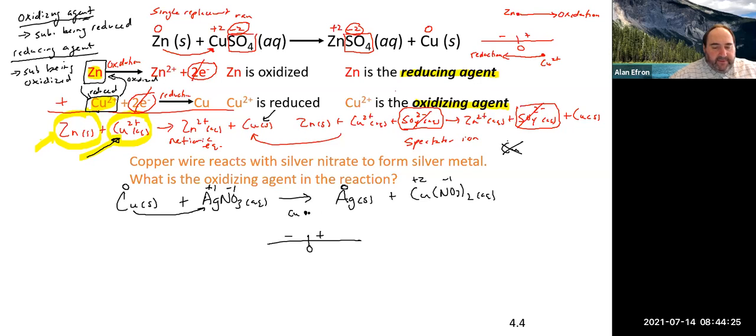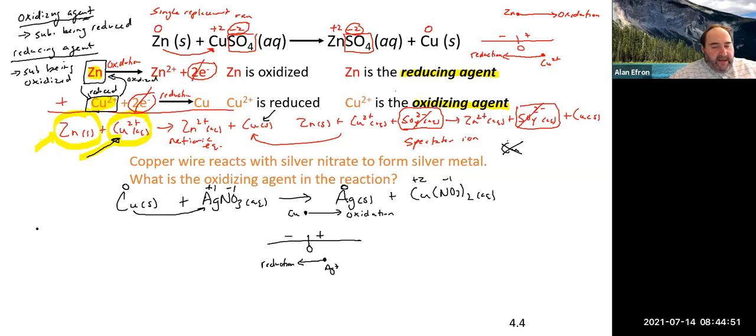And it is ending at +2, which means it is going in this direction, becoming more positive, and is going through oxidation. If we look at the silver, silver started at +1, which would be like here. And it is ending at 0, which means it is going in this direction, which means it is going through reduction, which means we can write 2 half reactions.